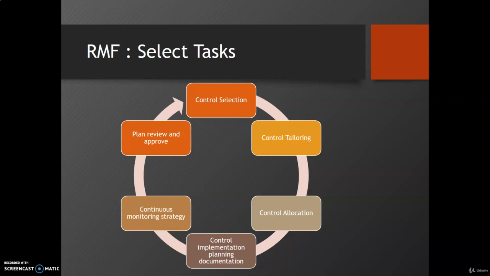Now the next task is control implementation planning and documentation. Now we have selected the controls, we have tailored the controls, we have allocated the controls to the system, and now we are going to implement the control planning documentation. Now we are planning to implement the control. Document the controls of the system and environment of operation in the security and privacy plan.